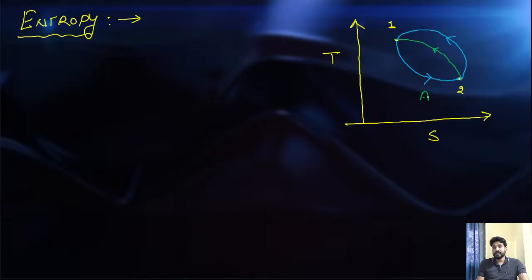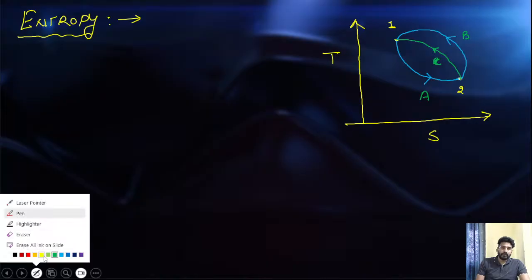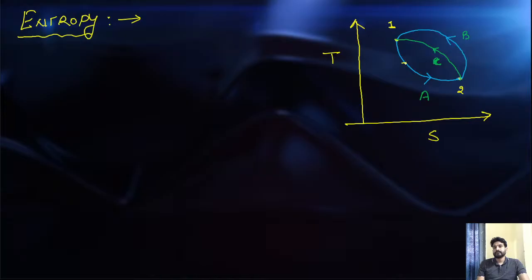Let's suppose this is my A, this is my C, and this is my B. So I have 3 different paths. We know that all these paths are reversible. And we know that for a cyclic process, the integral of dQ.